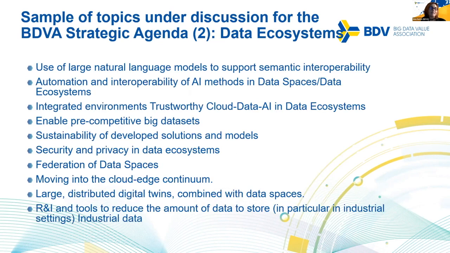And then for the data, and of course there is lack of time, I cannot go through all these topics, but here you see things that are already work in progress, but also things that are quite new and less popular, like the use of large natural language models to support semantic interoperability, automation and interoperability of AI methods in data ecosystems, etc. So I leave it also for the audience, because this is quite a long list, but these are many of the topics that are actually being discussed by the community.